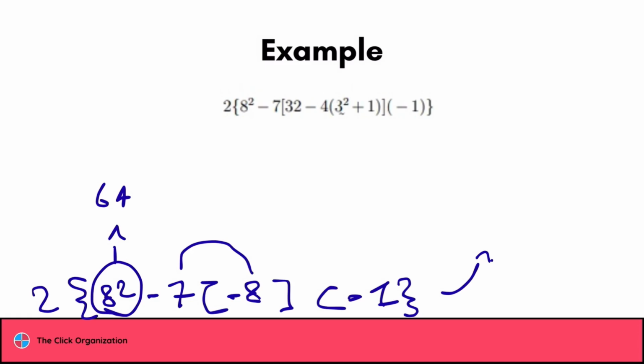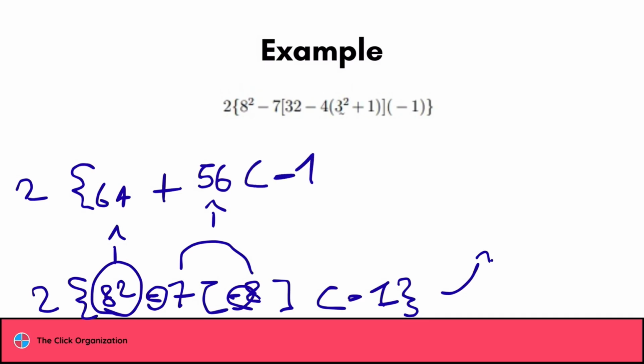Minus 7 times minus 8 is going to be 56, right? 56. And the symbol in here will be plus. Do you know why? Because minus times minus is going to be plus. So right now that I have 64 plus 56, and outside the parentheses I have 2, and I have minus 1, right? So right now, as I can see, my parentheses is getting very, very simplified.